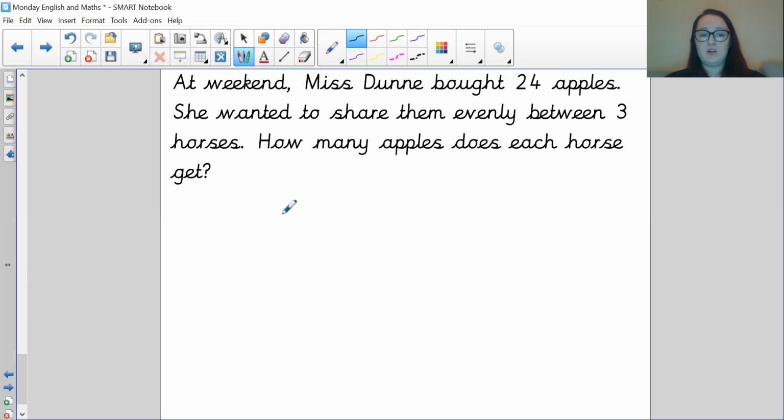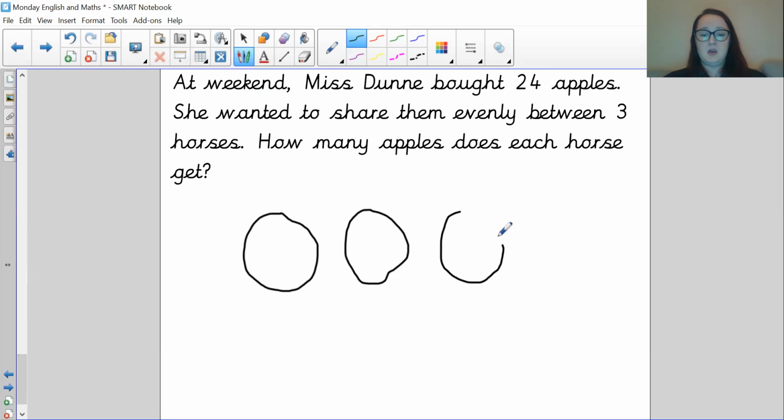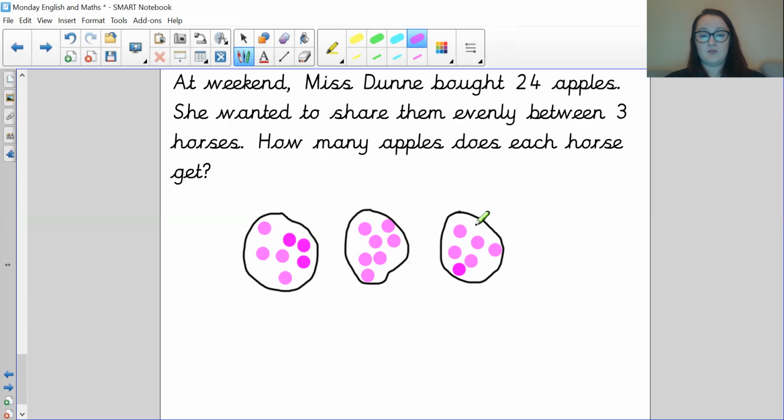So I know I've got 3 horses, so I'm not going to draw a horse. I'm not that technical. So I'm going to draw my circles, that's a very funny looking circle, and I'm going to do red for my apples. Are we ready? So, I'll do a pink instead. It'll come up a bit brighter. So I'm counting out 24. 1, 2, 3, and I'm going to carry on doing it. So now I'm on 12, 13, 14, 15, 16, 17, 18, 19, 20, 21, 22, 23, 24.